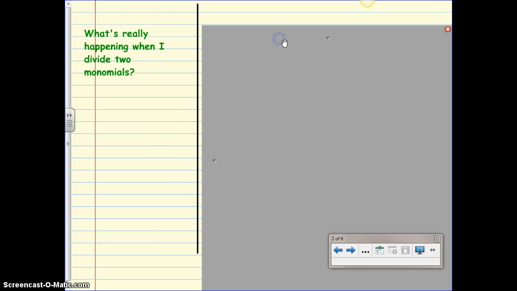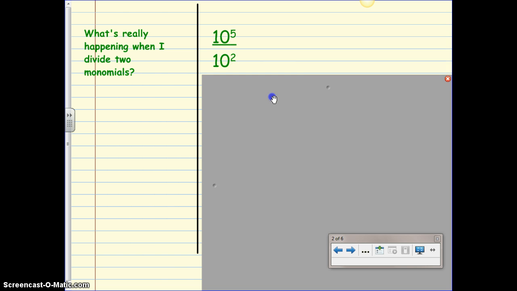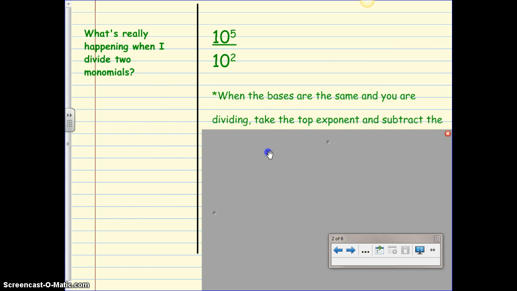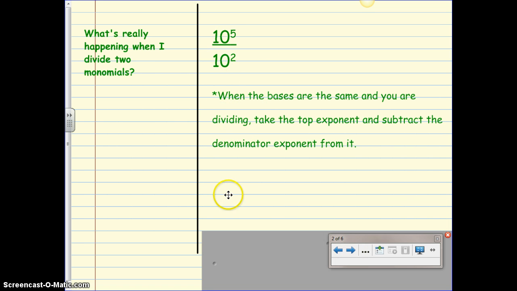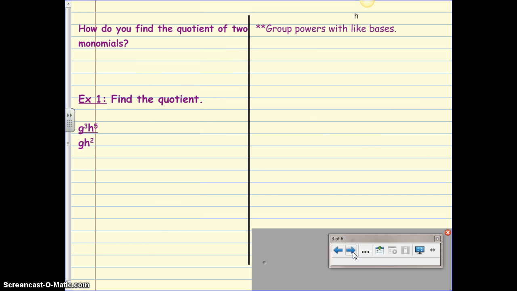Alright, so what's really happening when I divide monomials? Well, what's really happening is you are taking two things with the same bases, and when you're dividing, you're truly just subtracting the top exponent minus the bottom exponent. So really this is just like 10 to the 5 minus 2, which would be the same thing as 10 to the third.